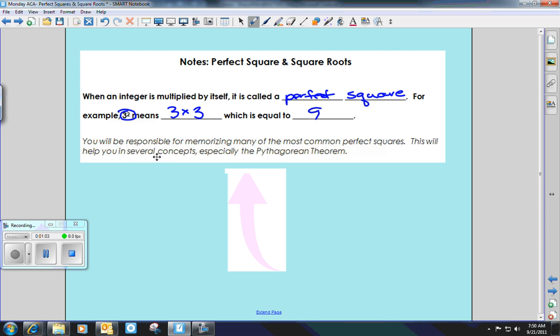All right? So you're going to be responsible for memorizing a lot of the most common perfect squares. 1 squared, 2 squared, 3 squared, 4 squared. Okay? It's going to help you in several concepts when we get to the Pythagorean theorem, which is figuring out the sides of right triangles. And that has to do a lot with squares. So if you automatically know what 3 squared is or 4 squared is, you'll be able to do the Pythagorean theorem problems a lot more accurately and a lot more quickly.